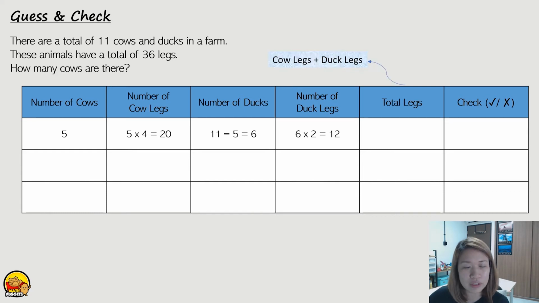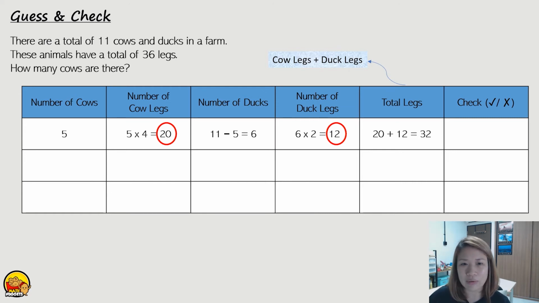Okay, next one, we need to find the total legs. Total legs means we need to add the cow legs and the duck legs together. And over here we have 20 cow legs and 12 duck legs. So if we add them all together, they have a total of 32 legs.